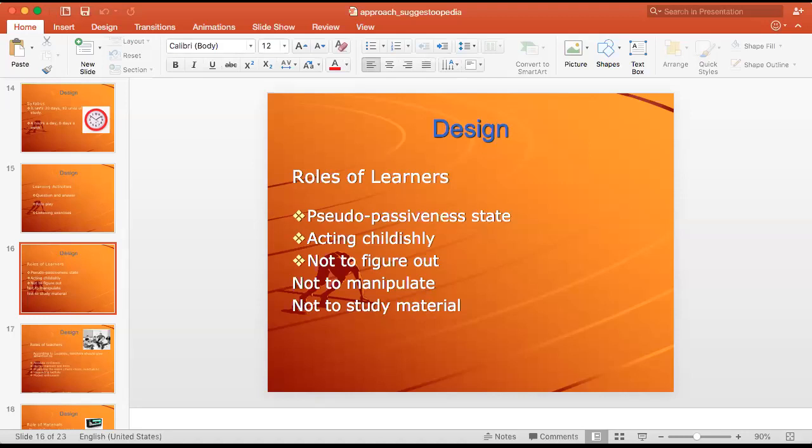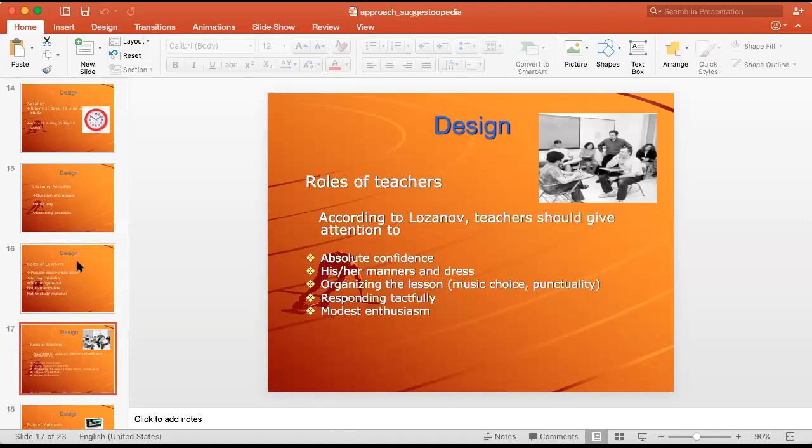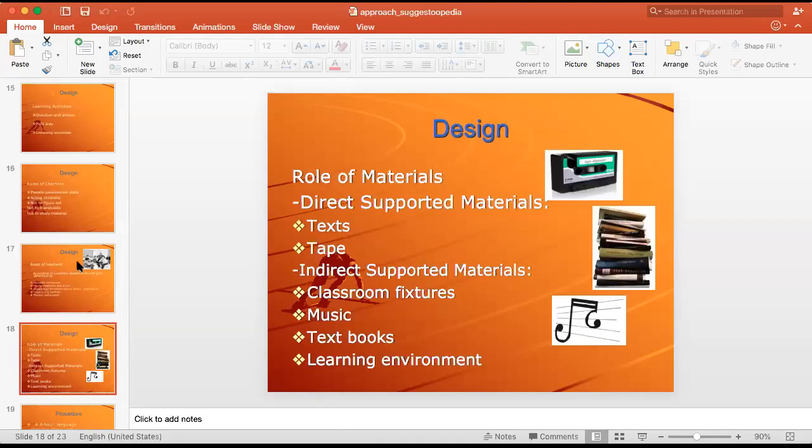Okay, so this is how all of this takes place, right? Other than that, we have done role of the teacher, role of the material.